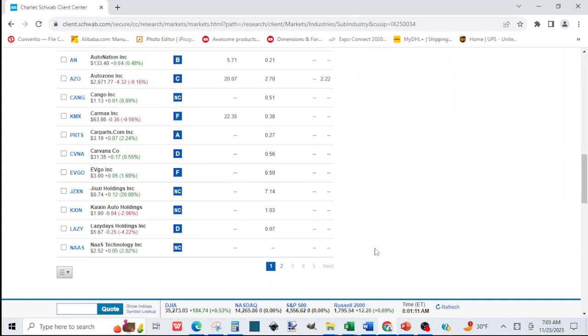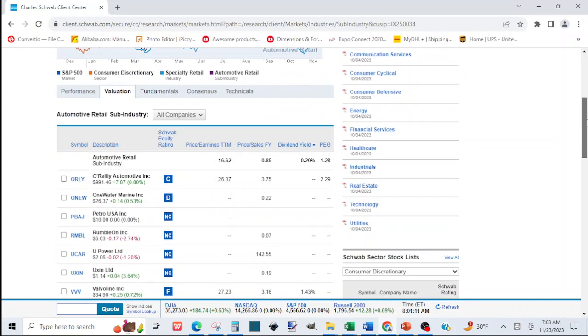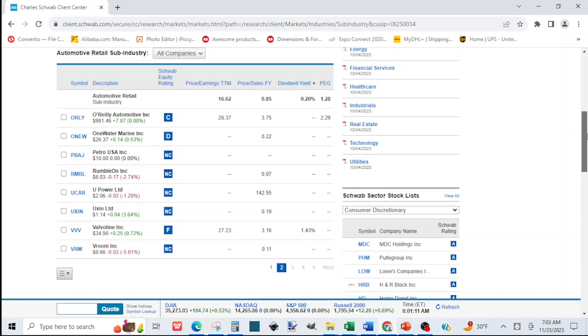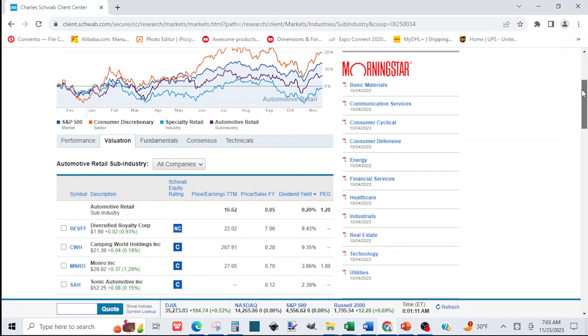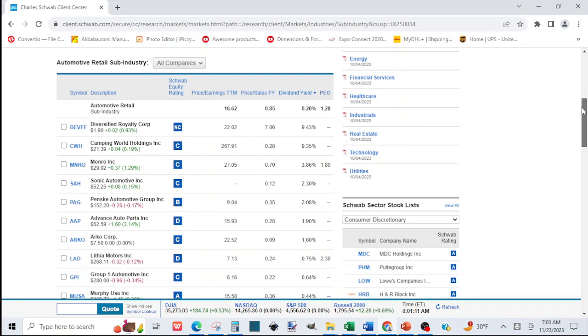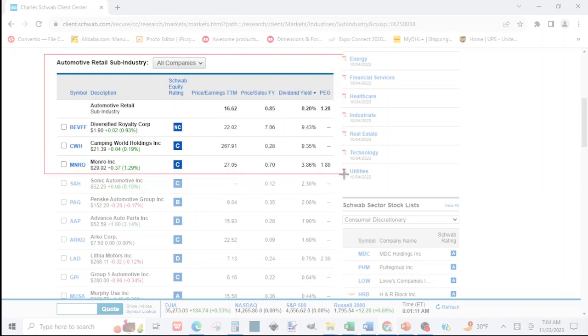And as you can see, it has 2 pages, and we are already among the ones that do not pay dividends. So we are going to click on page 2 to see the ones on page 2, and we'll go back to page 1. And we will select the stocks that we will focus on, and that would be the top 3.